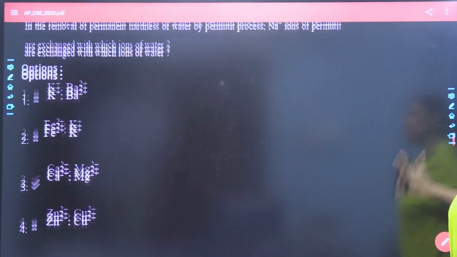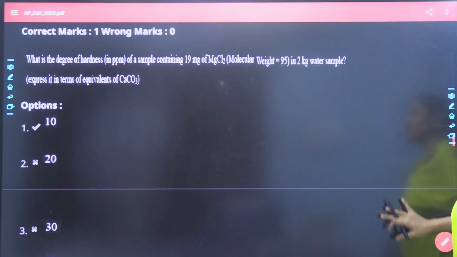The correct option would be option number 3, calcium and magnesium. The permanent hardness of water is due to them.